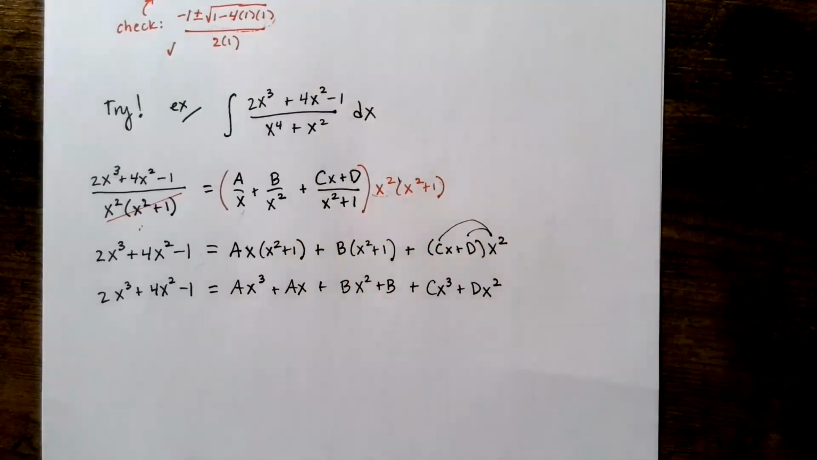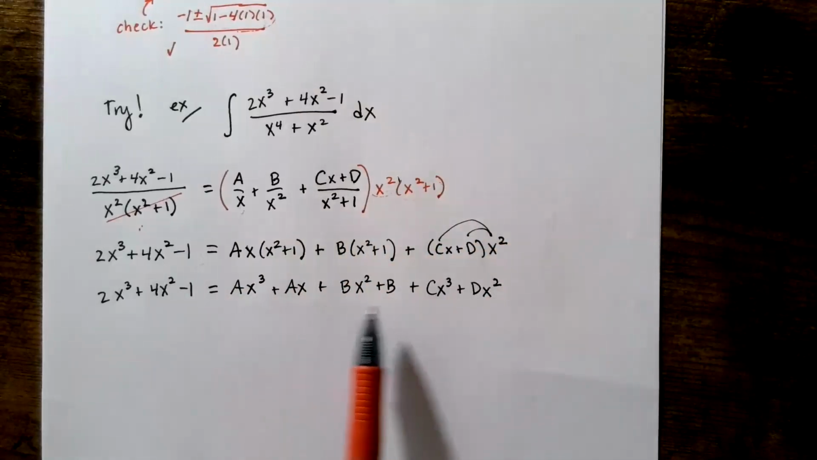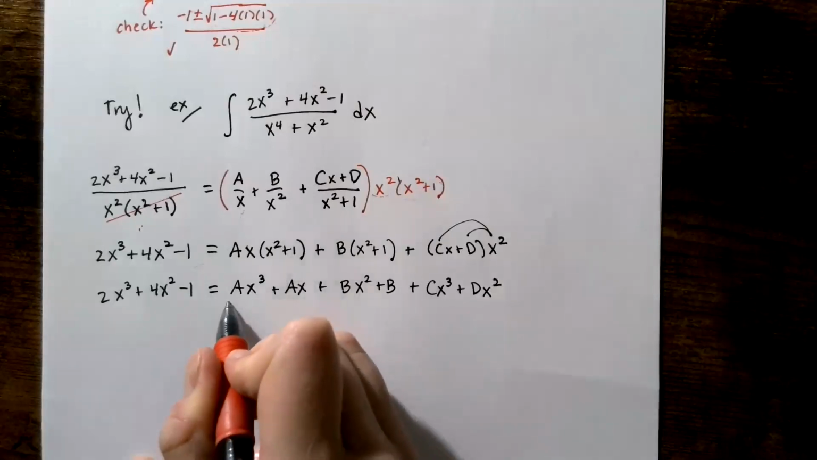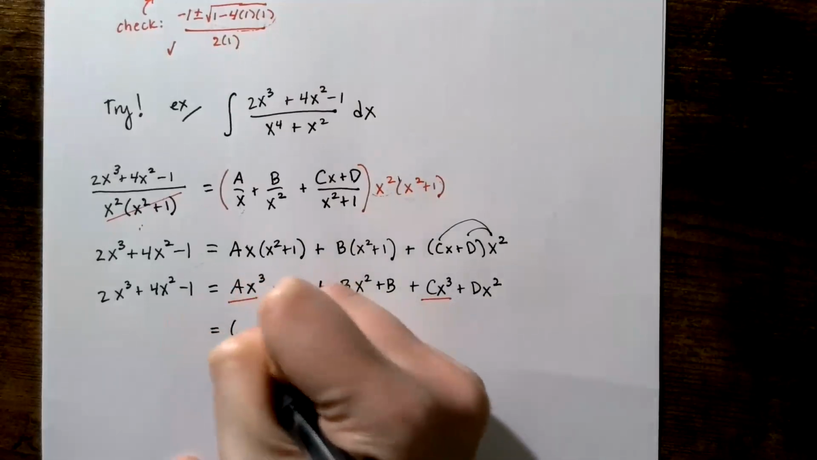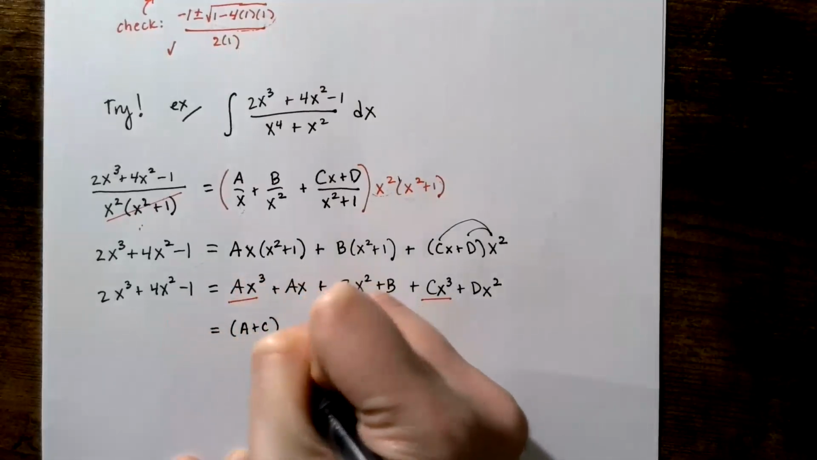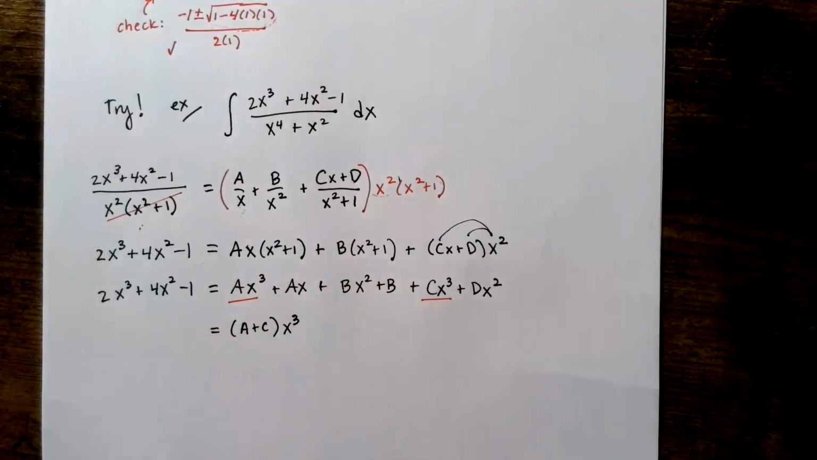Okay, and then step 4 is collect by powers of x. So I'm going to go in descending order. So the highest power of x I see here is x cubed. This term and this term have an x cubed. So I'm going to put them together as a plus c times x cubed. So the coefficient on x cubed over here is a plus c.